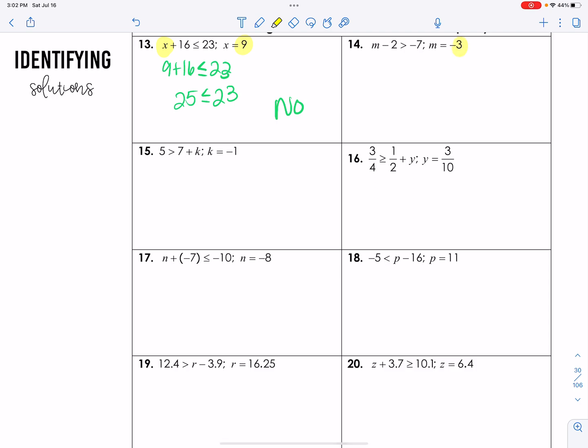Okay, so same thing on the next one. I'm going to put that in there, and I'm going to have a -3 minus 2 is greater than -7. So I add those together, and a -5 is greater than a -7. If I make a number line, here's 0, here's a -5, here's a -7. That is bigger. My answer is yes.